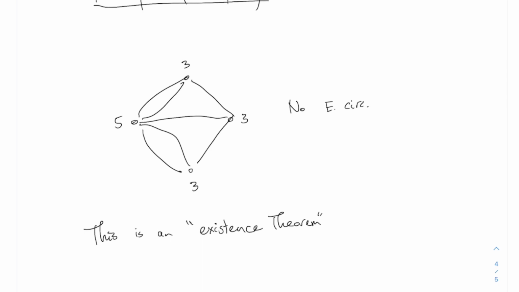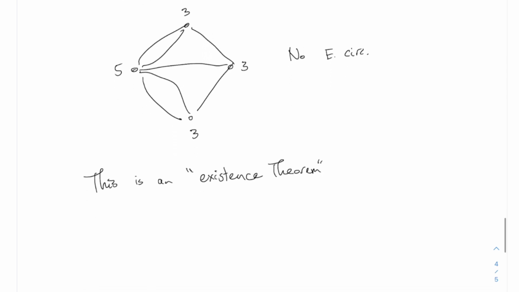Mathematicians generally like existence theorems. People like engineers don't always like existence theorems because for an engineer, it's not good enough to know that something could possibly exist. They actually want to make it or find it or something like that. But mathematicians often are satisfied with existence theorems.